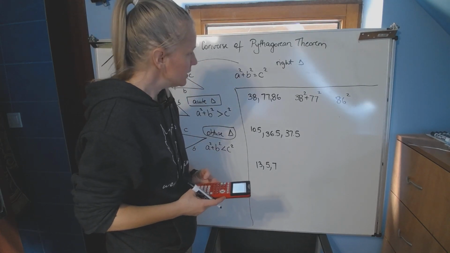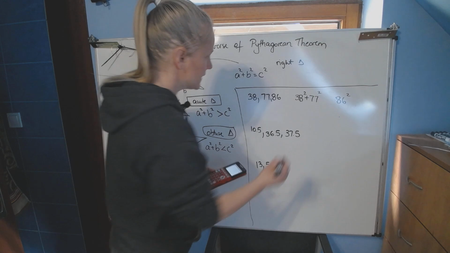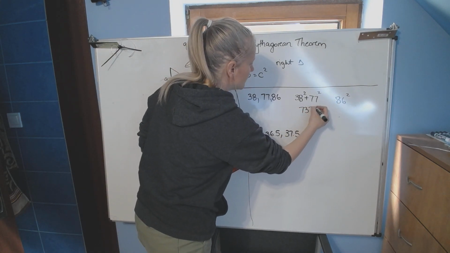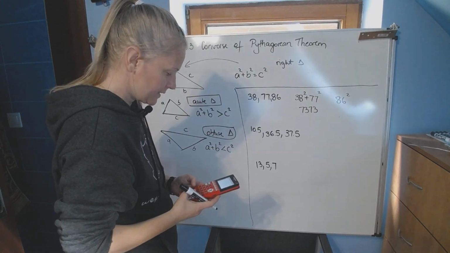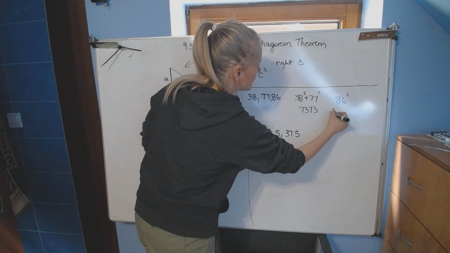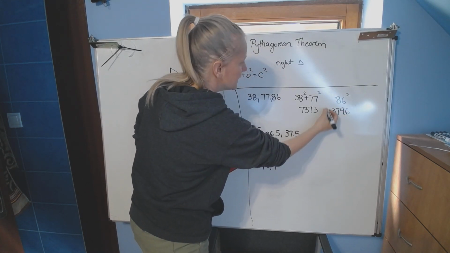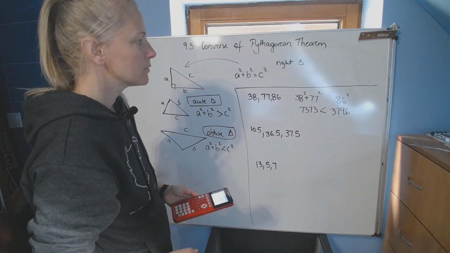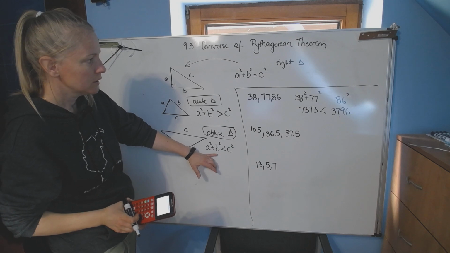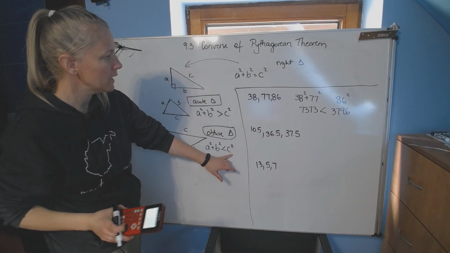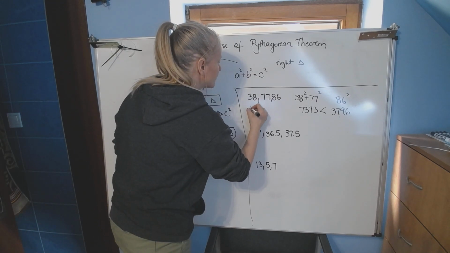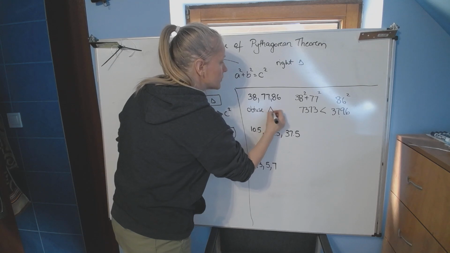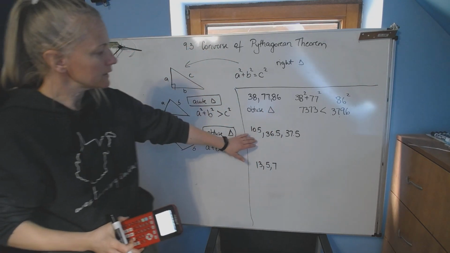38 squared plus 77 squared is 7373. 86 squared is 7396. This is smaller, which means the addition is smaller than the one alone. This is an obtuse triangle. Let's look at the second one.